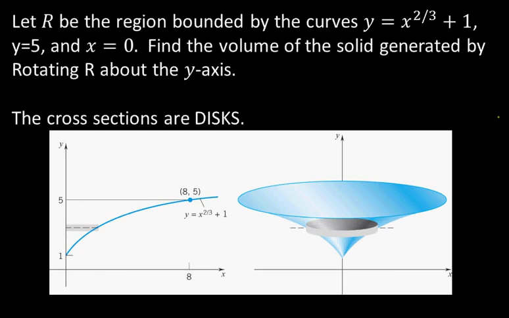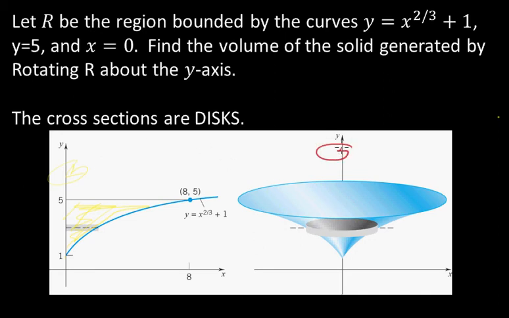Here's another solid of revolution. Look on the left here and you see the region bounded by the line y equals 5, x equals 0, the y-axis, and the curve y equals x to the 2/3 plus 1. So you see this region here, and we're going to take that region and spin it around in space, revolve it around the y-axis.